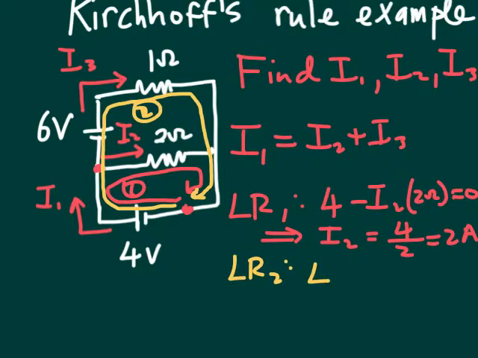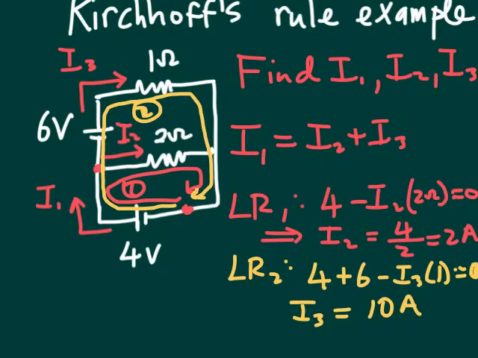So 4 plus 6 minus I3 times 1 equal to 0. Four plus 6 is 10. I3 times 1 is I3, so we just have I3 equal to 10 amps.